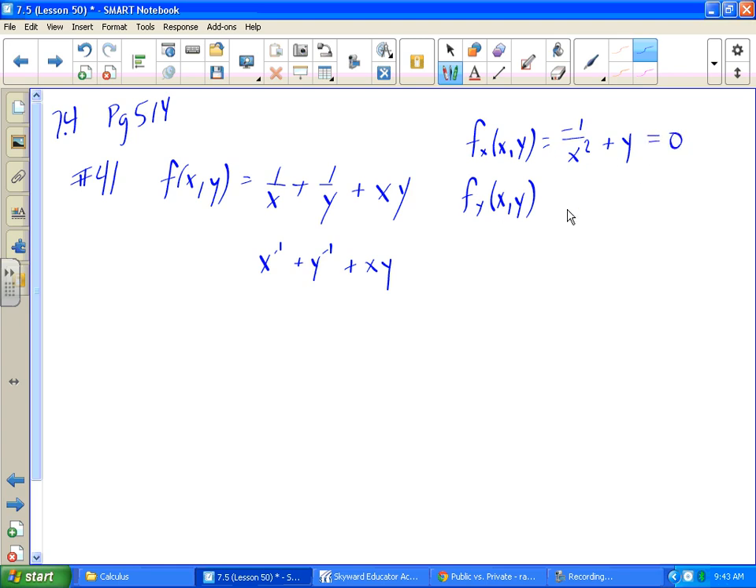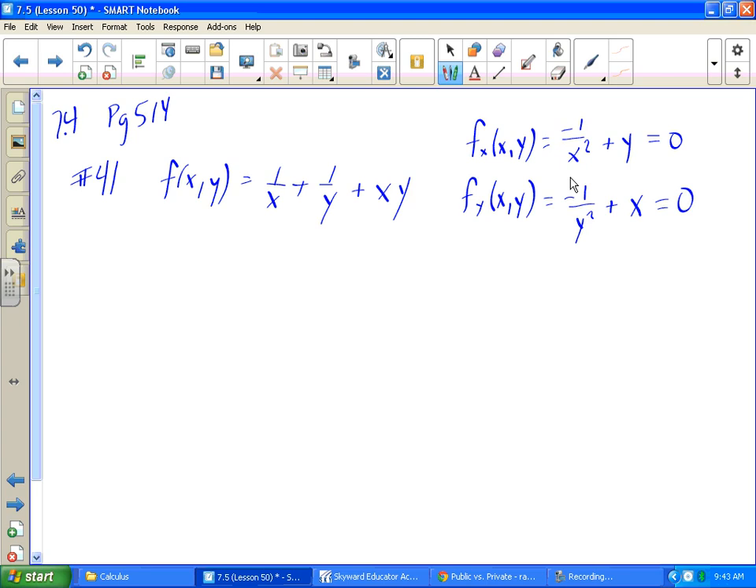And then the other one I set equal to 0 is the derivative with respect to y. This piece would go away. This piece is going to be negative 1 over y squared, and then plus x. And I'm setting that to 0. So any questions on the derivative pieces? Those we should be pretty good at, hopefully. And we're trying to find when these both equal 0 simultaneously. So what I'm going to do is solve the top one for y, and then plug that in the second one. So I'm going to use substitution.